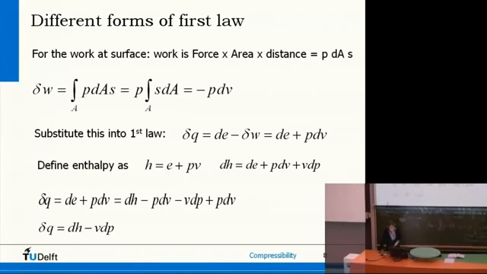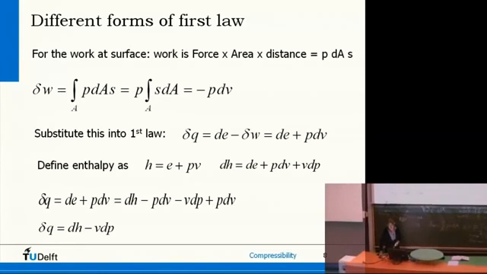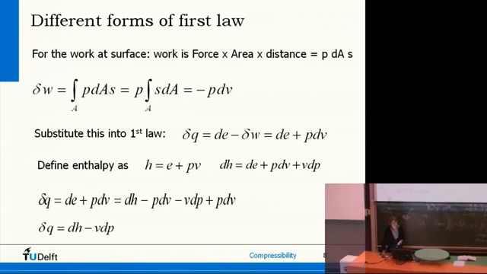Here, this one, dQ is equal to dE minus del W. And now I can substitute what I just derived into this equation. So I can get that the heat added to the system per unit mass is equal to the change in internal energy per unit mass plus PdV.